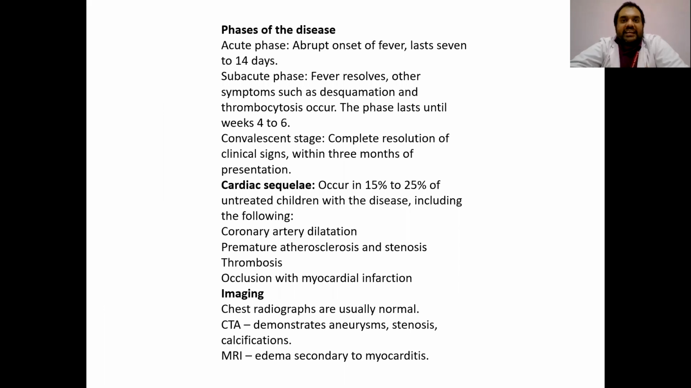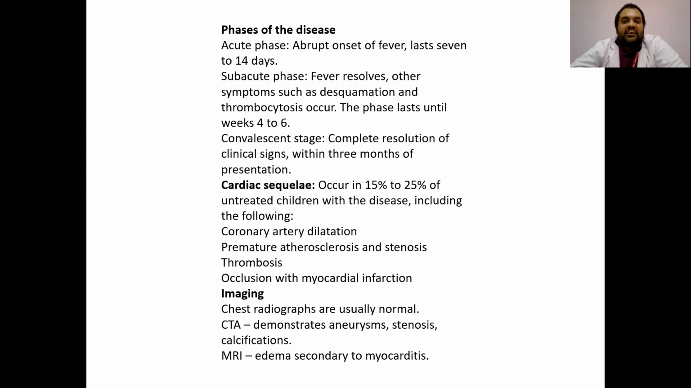Phases of disease: acute phase, abrupt onset of fever lasts 7 to 14 days. Subacute phase, fever resolves, other symptoms such as desquamation and thrombocytosis occur. This phase lasts until 4 to 6 weeks. Convalescent stage, complete resolution of the clinical signs within 3 months of presentation.